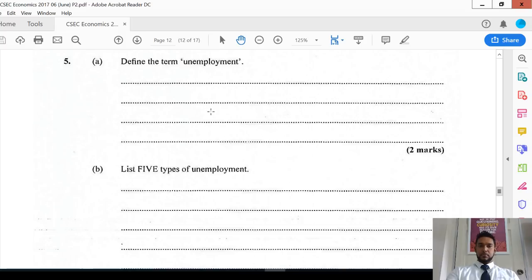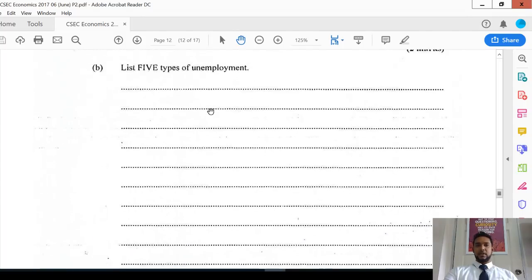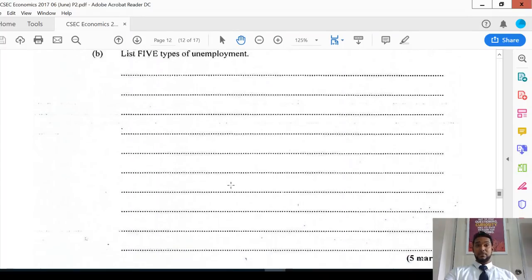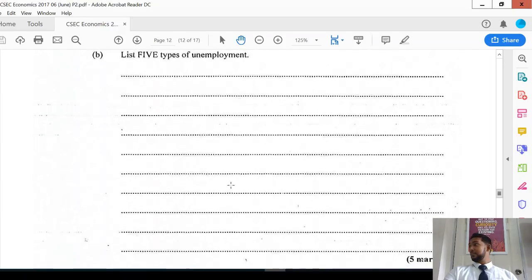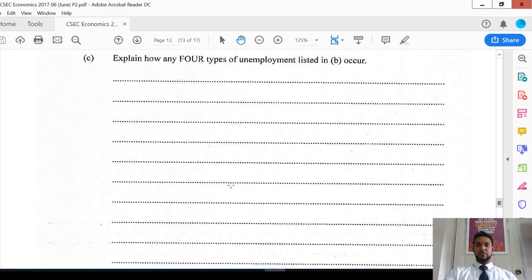All right, and five types. So it's cyclical, structural, real wage, technological, seasonal, and frictional. It says list, so you have to explain in the next part: explain how any four types of unemployment occur.